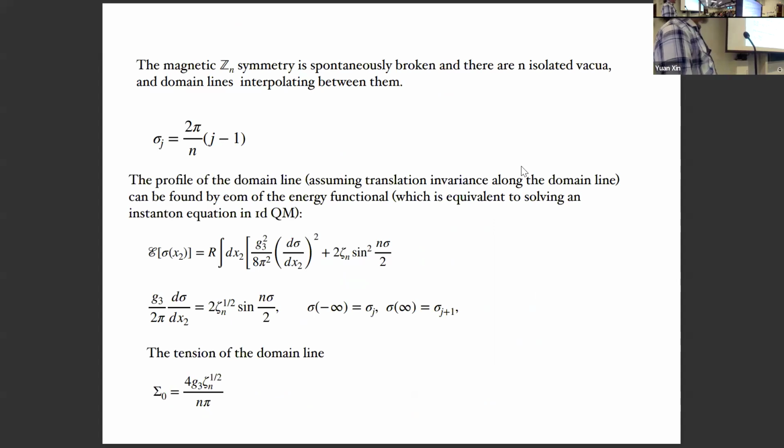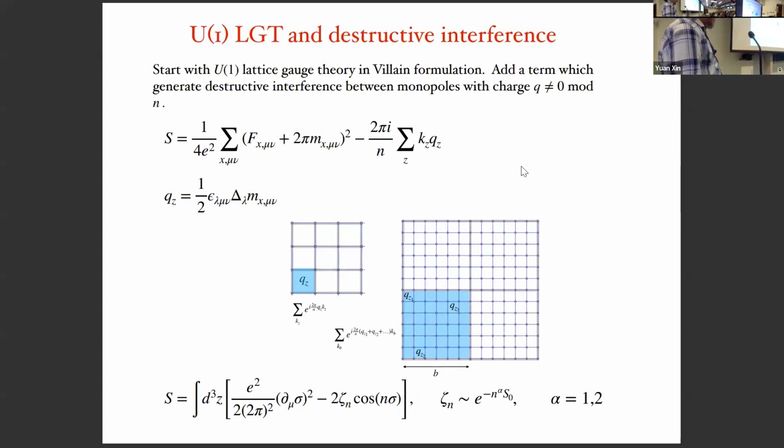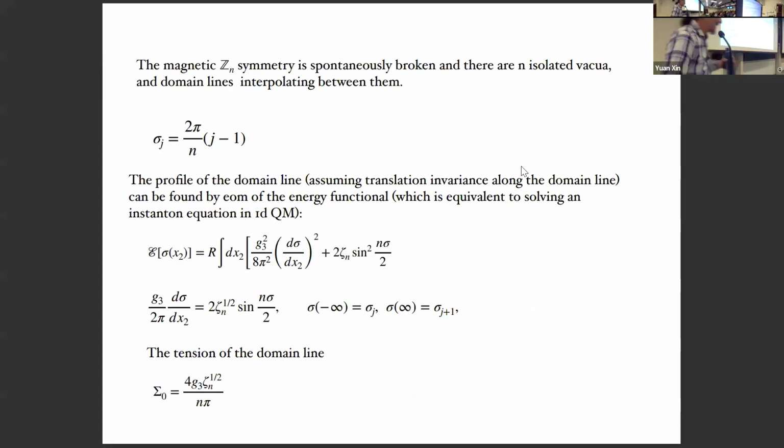So first of all, if you look at the system, obviously, sigma is identified with sigma plus 2π, and it has n isolated vacua located at these points. And there are domain walls between them. These are domain lines in two spatial dimensions. And if you assume one of them is in the x1 direction, you can find its profile in the x2 direction by extremizing this energy functional. The solution of this is just the instanton equation in one dimension with these boundary conditions, and there is a fundamental string tension.